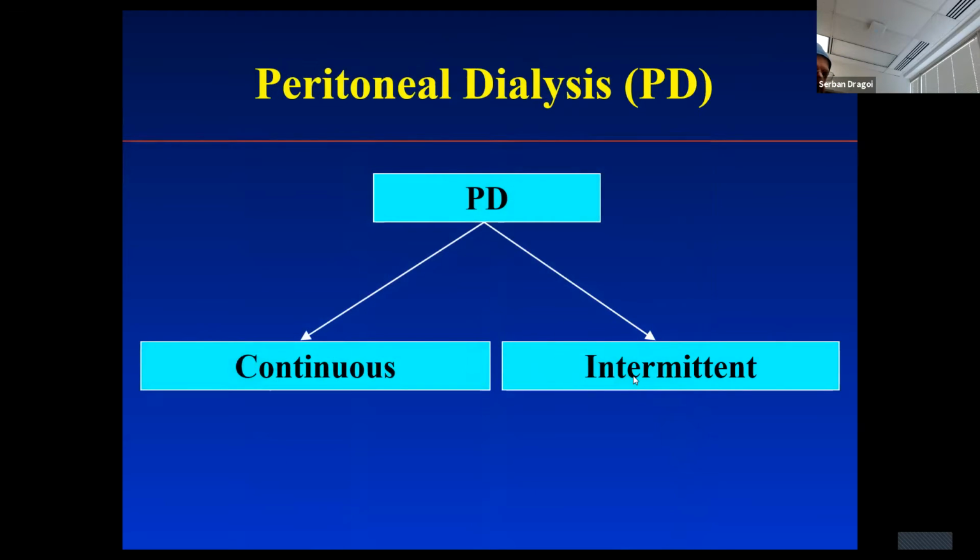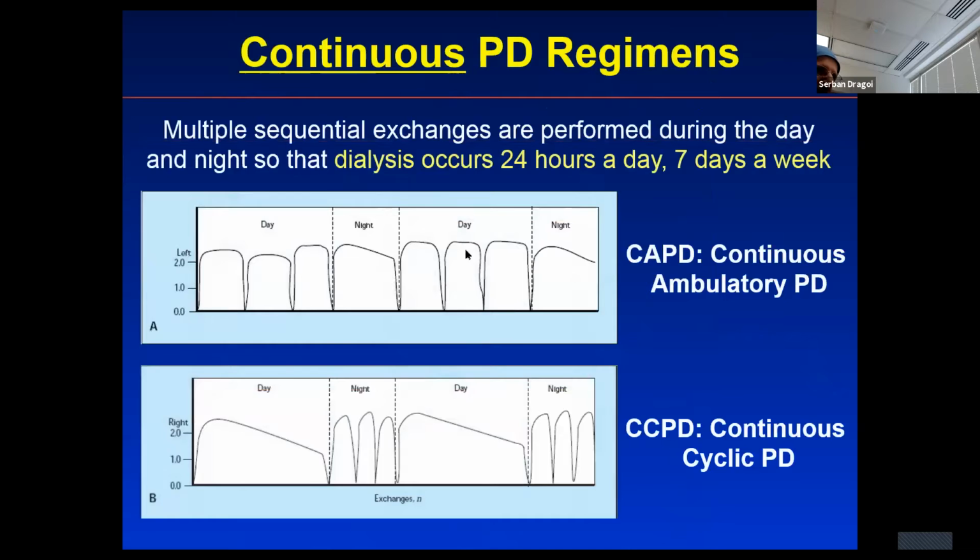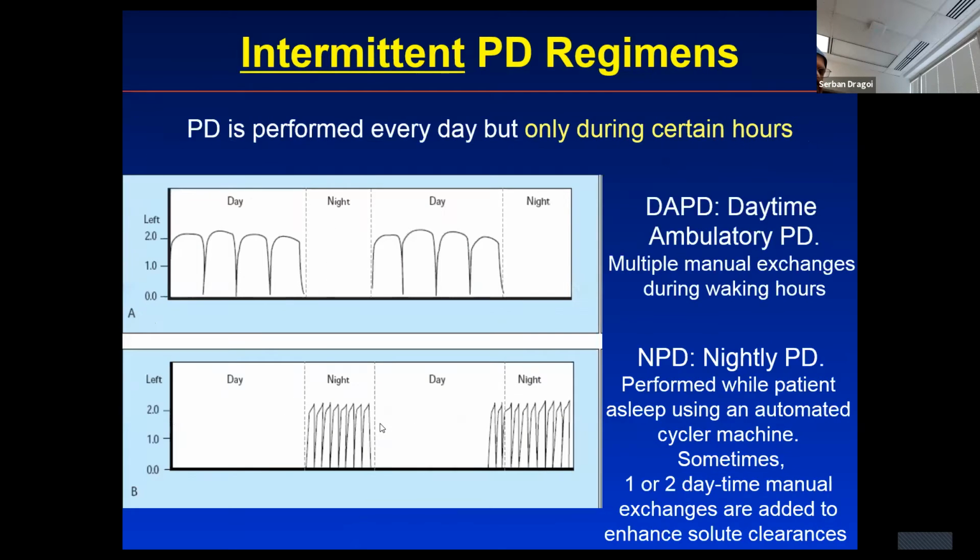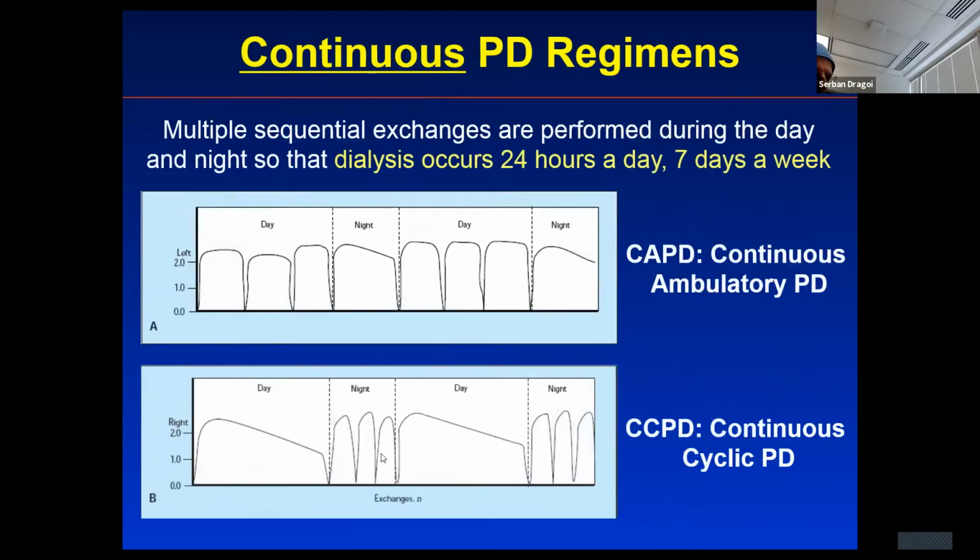PD is continuous and intermittent. These are some types of PD: during the day, multiple ambulatory exchanges done manually every several hours, and here one long one at night. We do this in the hospital, as you know. The cycler machine can do back-to-back exchanges at night. This stands for CCPD, continuous cyclic or cycler PD, meaning machine assisted.